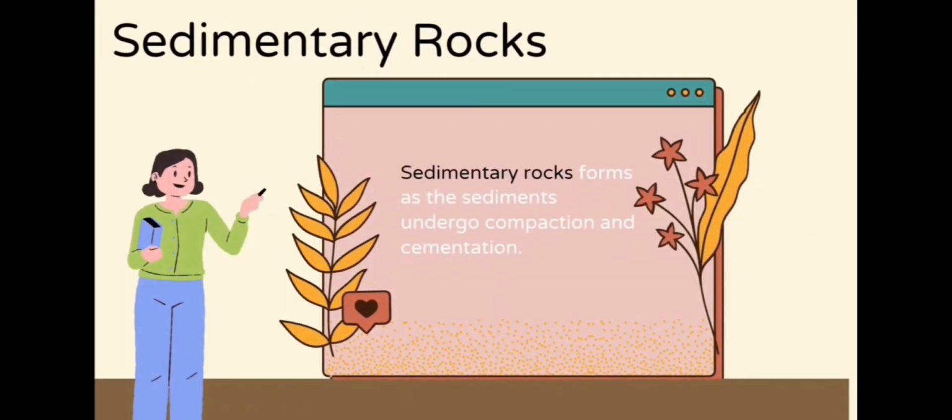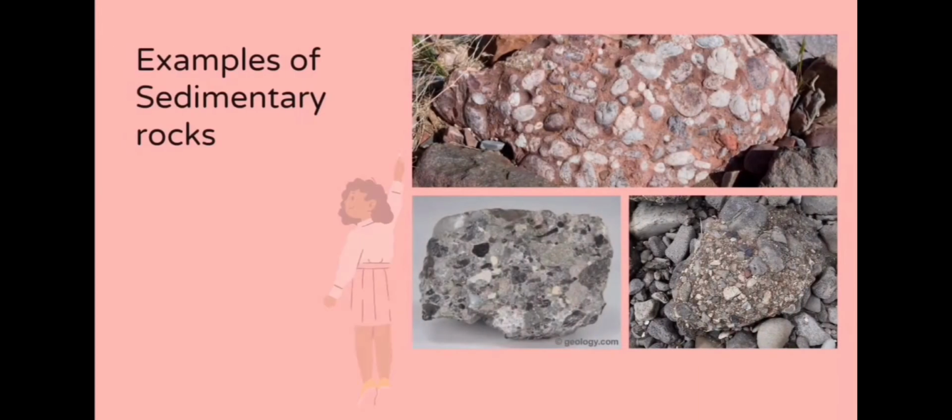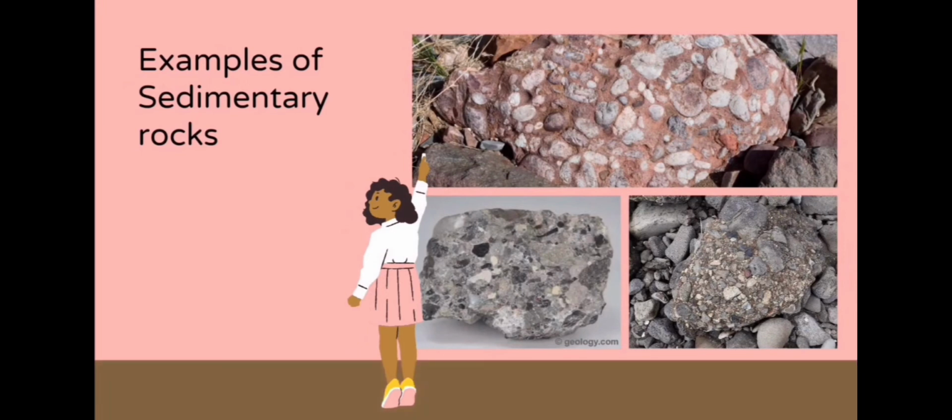What do we mean by sedimentary rocks? These rocks are formed as the sediments undergo compaction and cementation. In other words, sedimentary rocks are formed from pre-existing rocks or pieces of once living organisms. They form from deposits that accumulate on the Earth's surface. For us to visualize what sedimentary rocks look like, here are some examples that we have collected from the internet. As you can see, most of these rocks undergo compaction from other existing sediments.